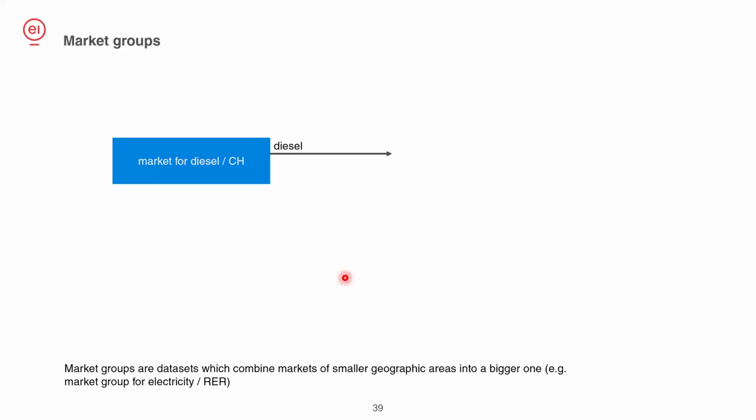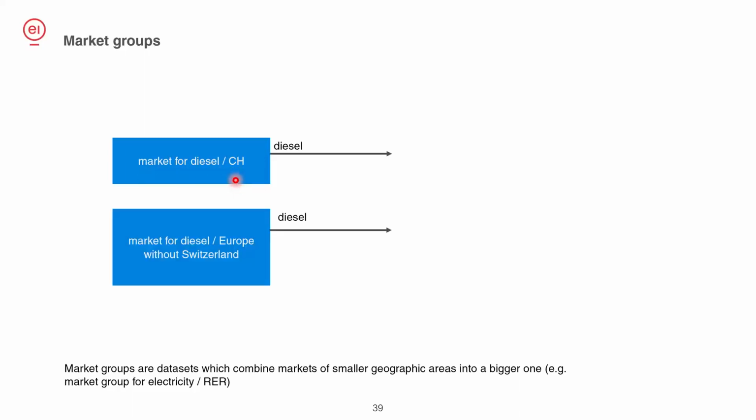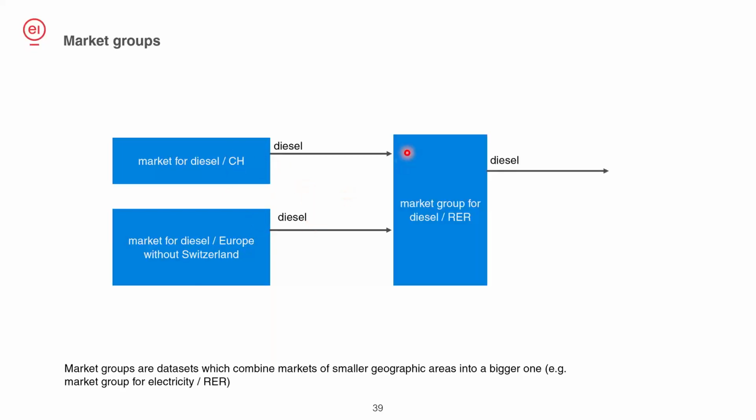In addition to the markets, we have market groups, which are datasets that combine markets of smaller geographic areas into a larger one. For example, here we have market for diesel for Switzerland and market for diesel for Europe without Switzerland. They are both producing diesel, of course. And we can have a market group for diesel for the whole Europe.